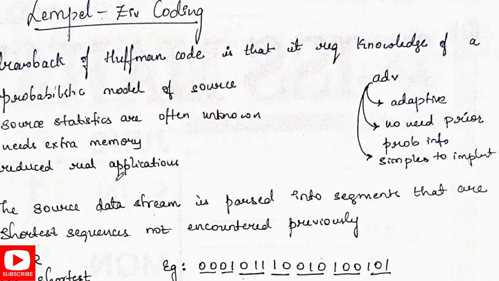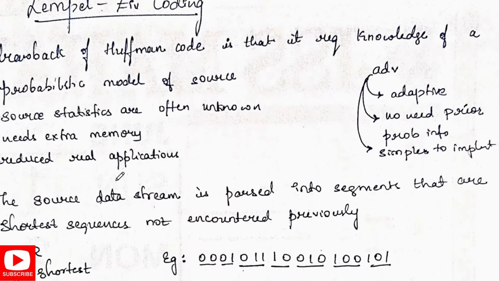Now let us move on to another important part, that is the Lempel-Ziv encoding. So why did we get this type of coding? This is due to the drawback of the Huffman coding. It required the knowledge of the probabilistic model of the source. The source statistics are often unknown in the Huffman code. It needs extra memory to store that and reduces real-time applications.